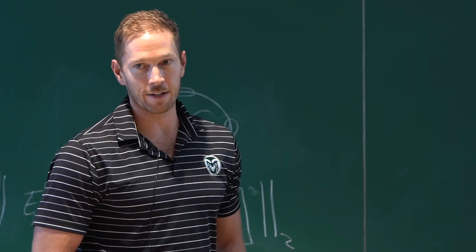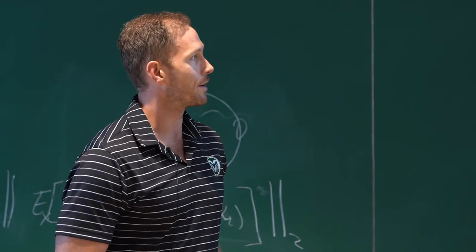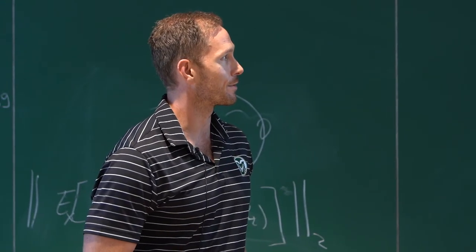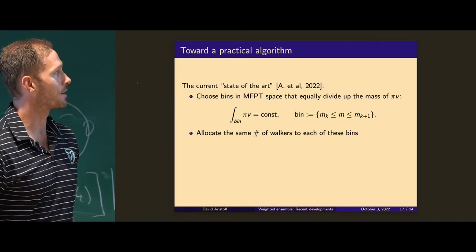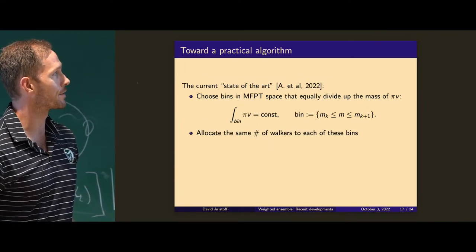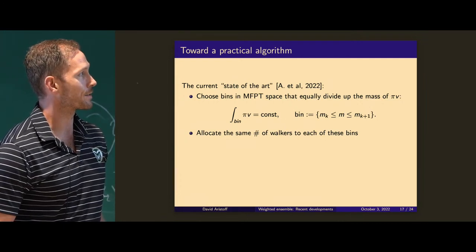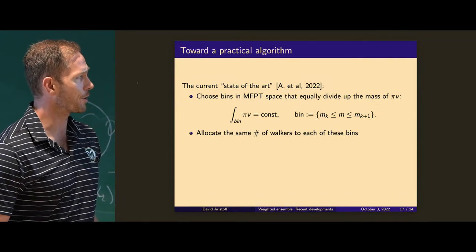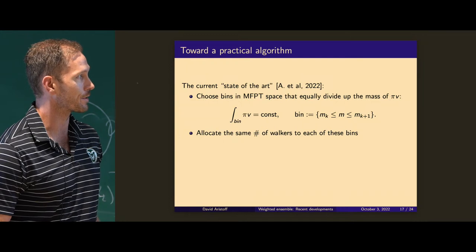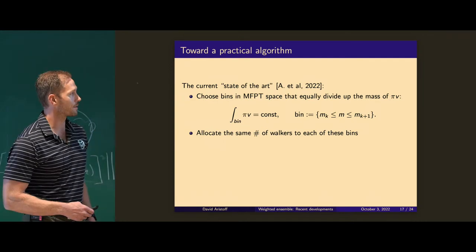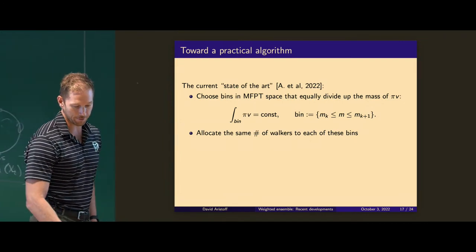We obviously cannot afford a ton of walkers and a ton of bins in complex models. So what we do is we choose bins in mean first passage time space according to this M function, where the bin boundaries are just level sets of the MFPT function. We choose those level sets so that we evenly divide up the mass of this pi v, which is our optimal allocation distribution. And then we allocate the same number of walkers for every bin.